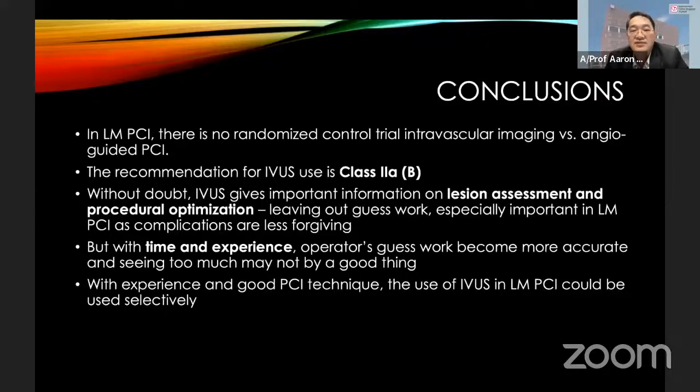With the culprit vessels and non-culprit vessel PCI, we're wrong. And also with the thrombuster, the aspiration thrombectomy, we do have surprises when the real randomized trial is coming. So without doubt, IVUS gives a lot of information.